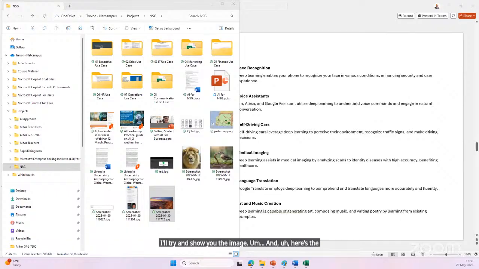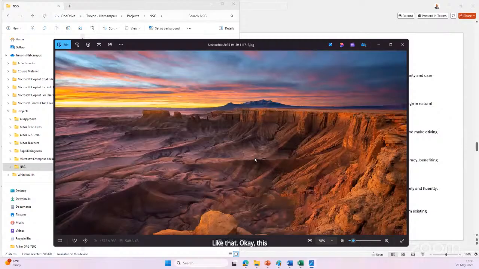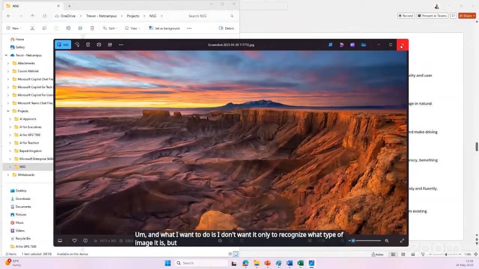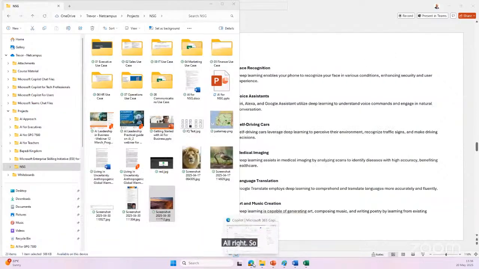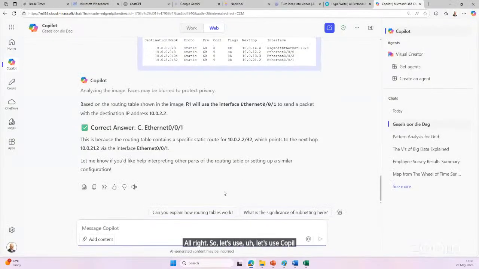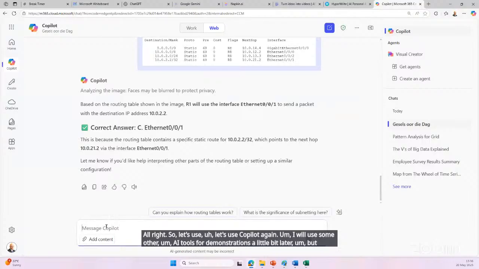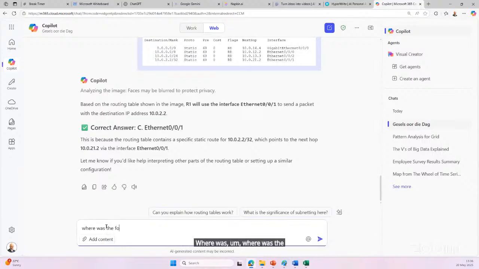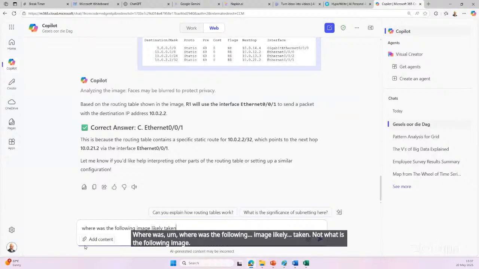Here's the image, like that. Okay, this is an actual photo that was taken somewhere on planet Earth. What I want to do is I don't want it only to recognize what type of image it is, but I want it to tell me where the image was potentially taken, right? So let's use Copilot again. I will use some other AI tools for demonstrations a little bit later. But can we say, where was the following image likely taken? Not what is the following image, where was the following image taken?